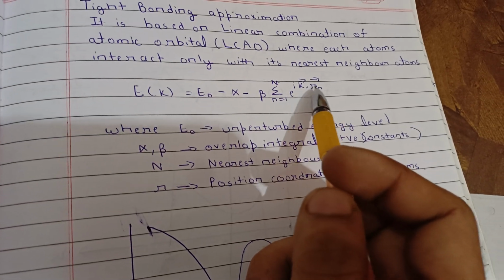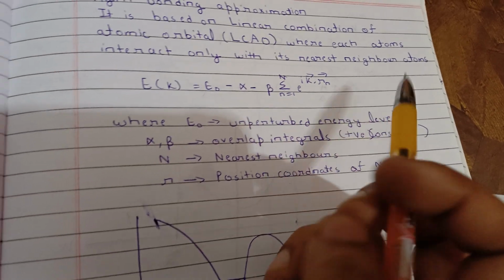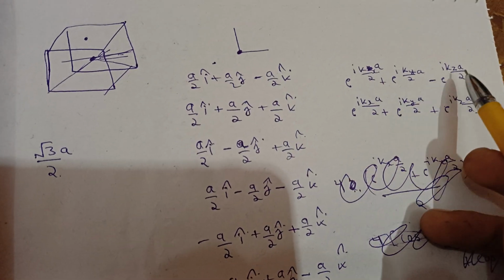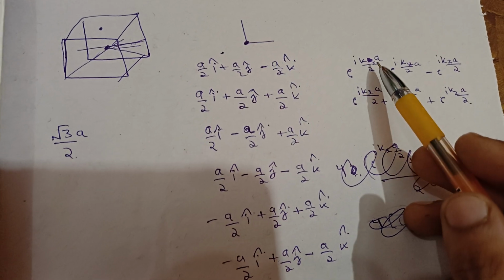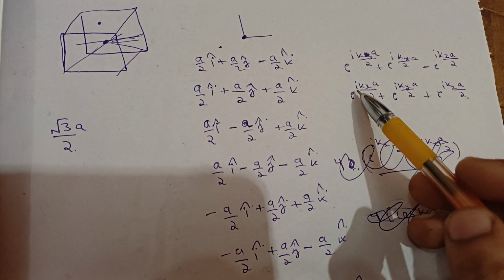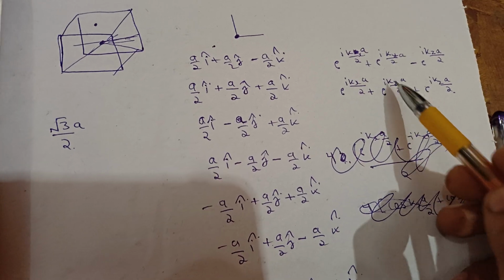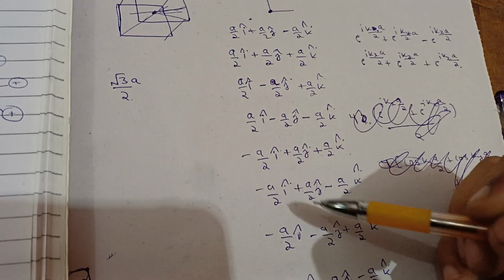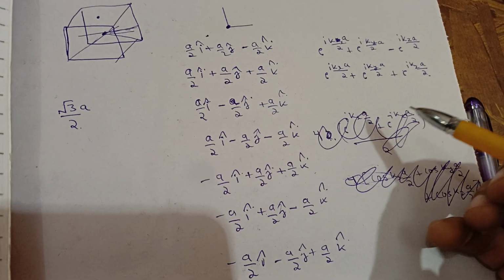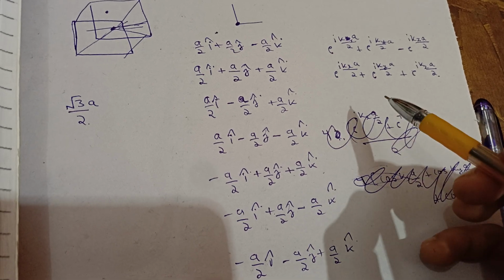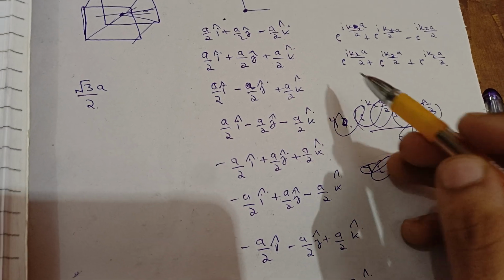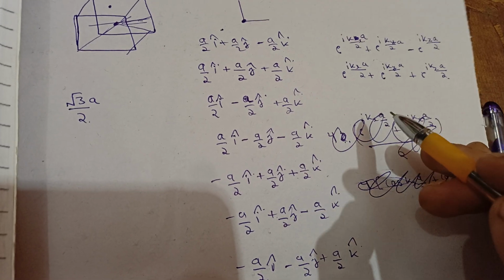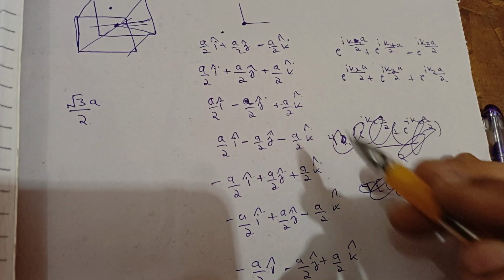Then after you multiply them and find the sum of all these terms, you'll get something like this: e to the power i kx a by 2, ky a by 2, kz a by 2, then kx a by 2. You will get 4 positive terms and 4 negative terms of e to the power minus kx. Then you will take them in pairs and find the cos. You can write them as e to the power i kx a by 2 plus e to the power minus i kx a by 2, divided by 2. Then it will give you cos kx a by 2. That's how you can solve this.